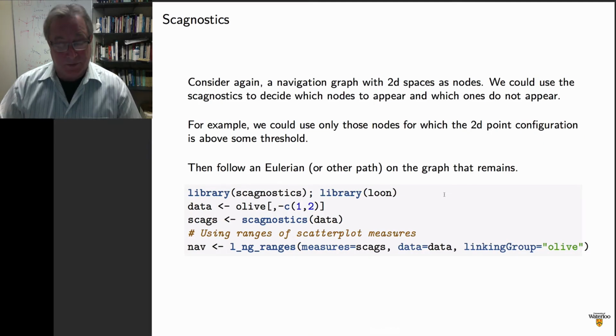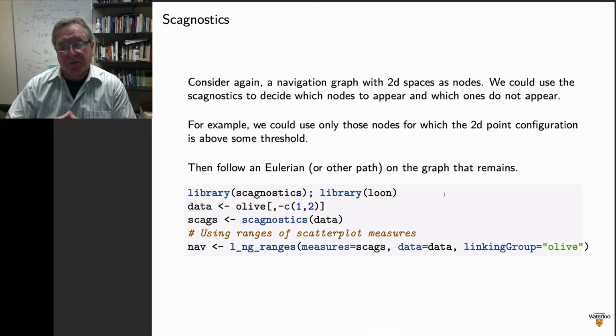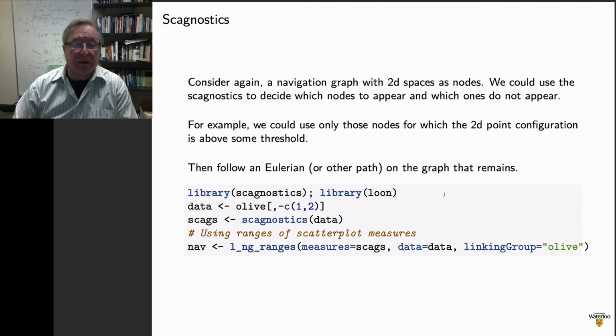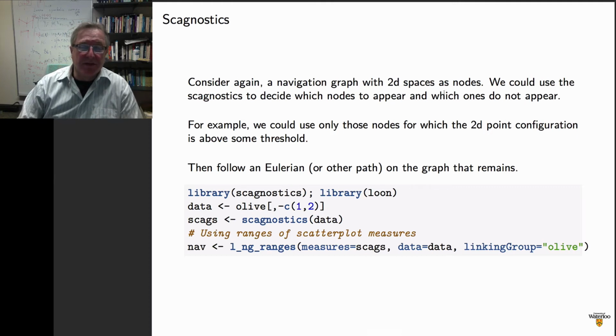Okay, so we can have scagnostics work together with our other displays. In this case, looking at the temporally linked navigation graphs, we can use those to decide perhaps which nodes to keep. Every node in a navigation graph is a pair of variates. So maybe we should only have those pairs of variates which have high values of the scagnostics which are of interest to us, and not have the other ones. And that allows us to explore particular subspaces that have the features we may be looking for.